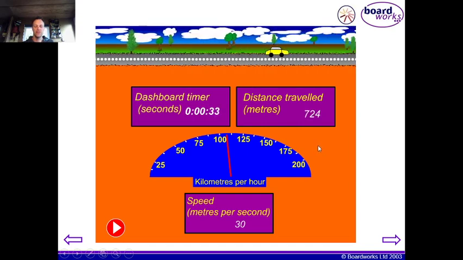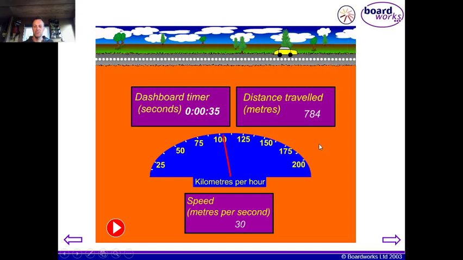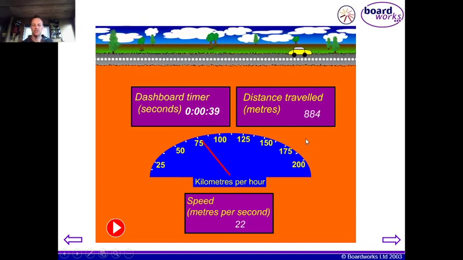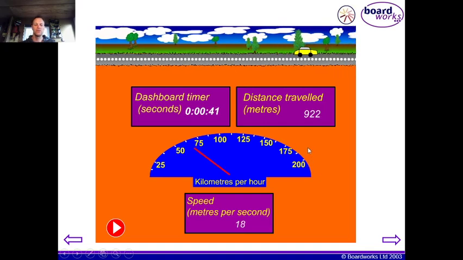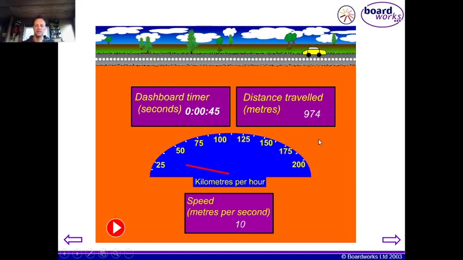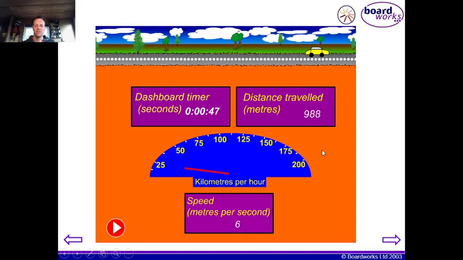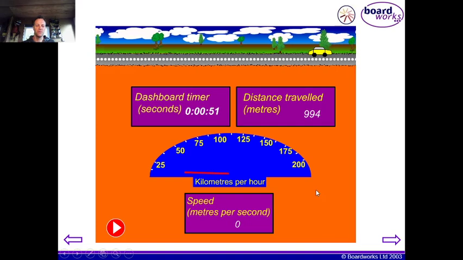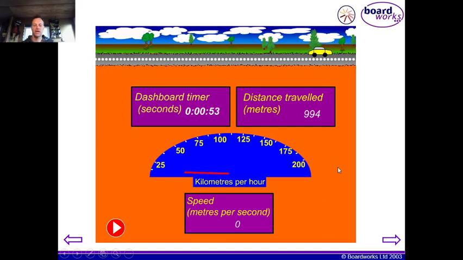Going down then to 35, it's going to be 784. You see it's slowing down now. At 40 seconds, it's going to be about 904. 45 seconds, it's going to be 974. 50 seconds, it's going to be 994. And 55, now it's stopped. It's going to be 994 as well.